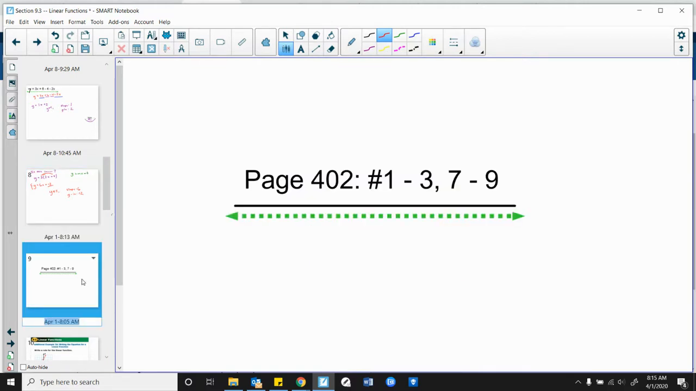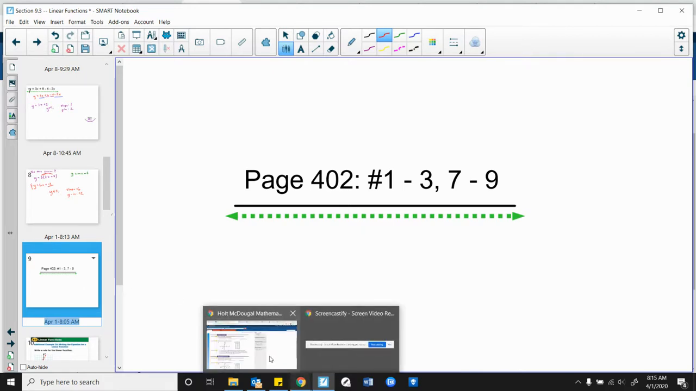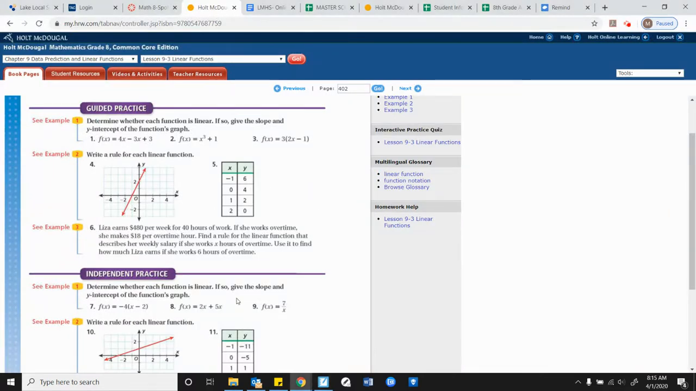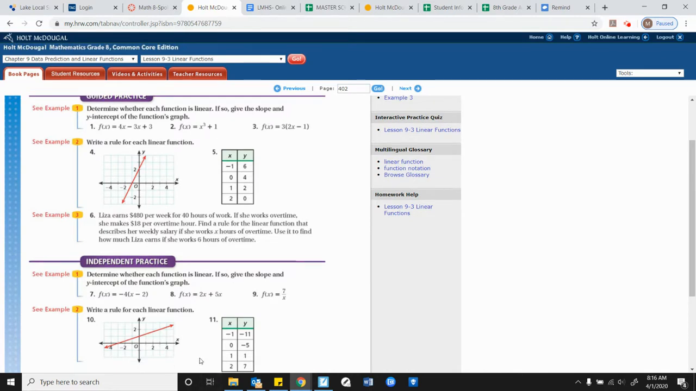Okay, if you go here, the assignment is going to be page 402, numbers 1 through 3 and 7 through 9. I will also have that posted on Canvas. I want to go look at the assignment real quick on the internet just so you can see this is the page that you need to do, and you're going to see a lot of very similar problems to what we just did. Okay, so I will give you a hint on number 9 here. On number 9, you have to be able to tell me, is it in that y equals mx plus b form? Is it in that same form that we've been working on?